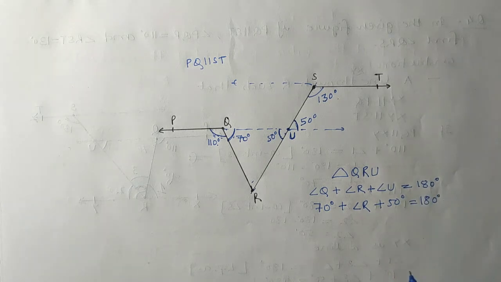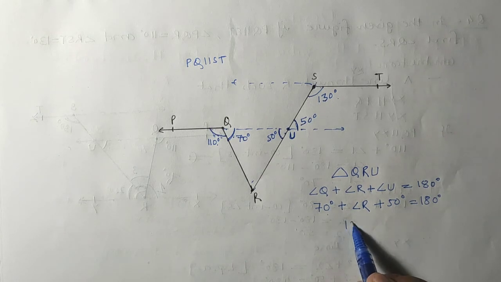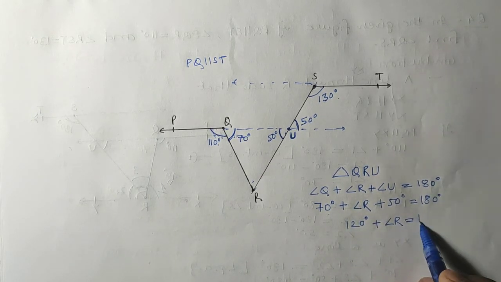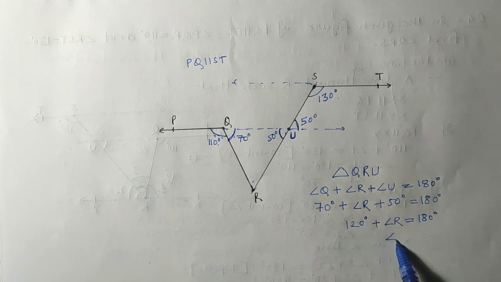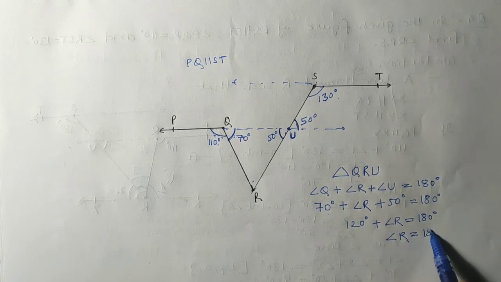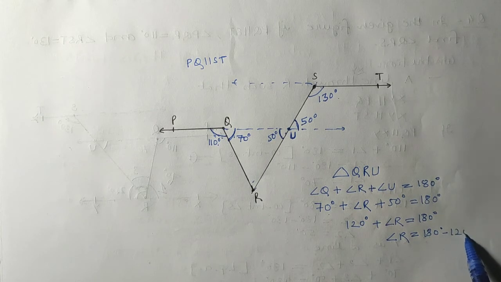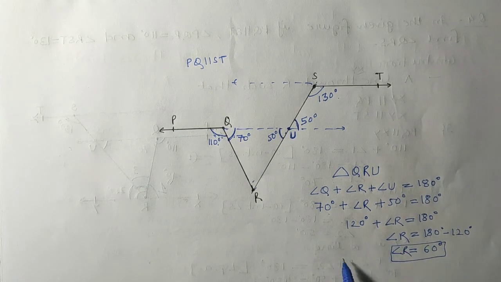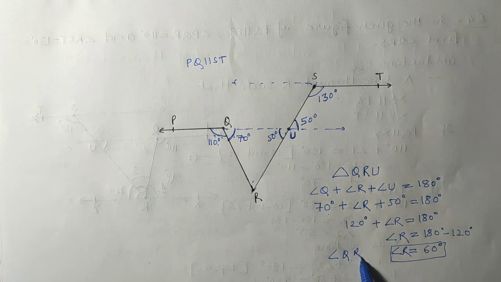It is equal to 180 degree. Okay, now 70 plus 50 is what? 120 degree, plus angle R is equal to 180 degree. So angle R will be what? 180 minus 120, then it will be 60 degree. Okay, so angle R is 60 degree. Angle R means angle QRS.